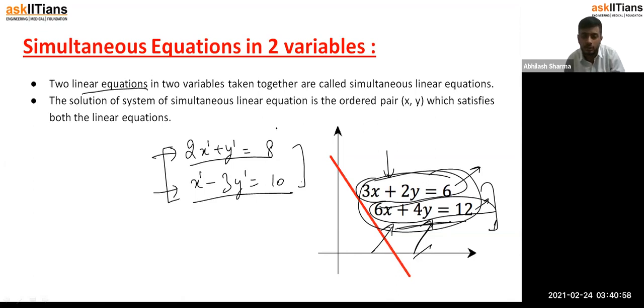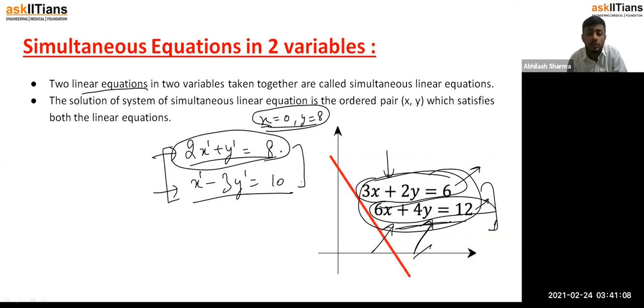You understand? So for instance, if I choose x equal to, let's say, 0 and y equal to 8, so indeed these set of values are satisfying this equation. Because if you put x equal to 0 and y equal to 8, this particular equation is satisfied. But they do not satisfy this particular equation, right? If you put x equal to 0 and y equal to 8, clearly this is not satisfied. So this will not be regarded as a solution. And that is the reason why we call them simultaneous equations, because they should be satisfied simultaneously.